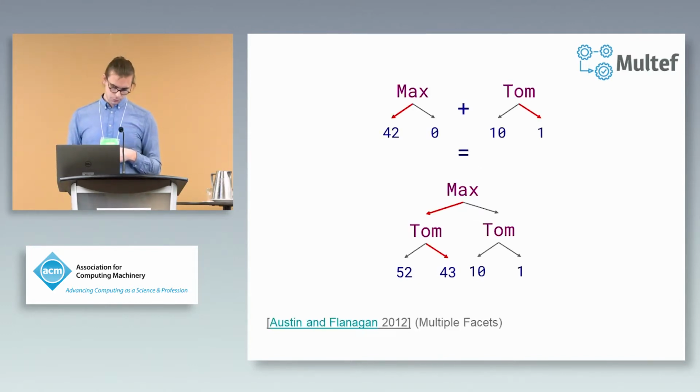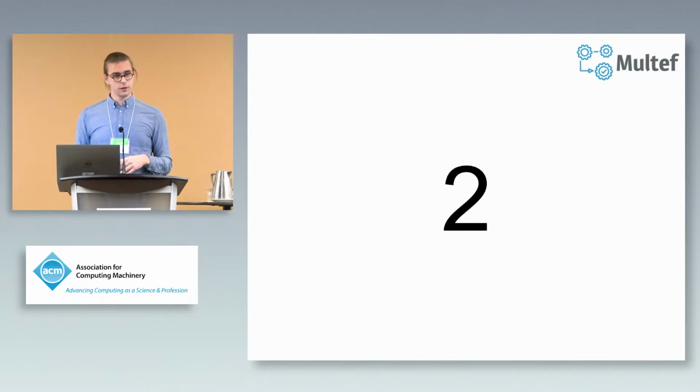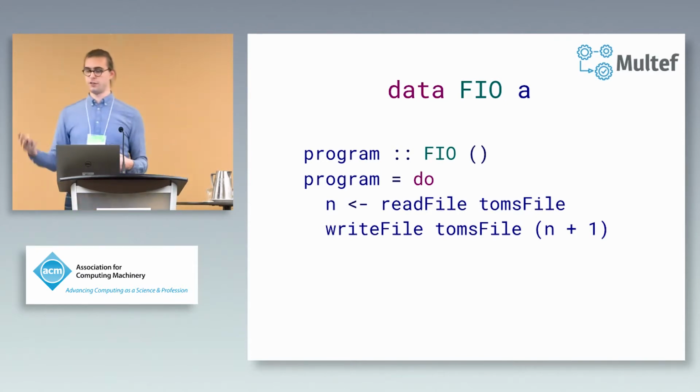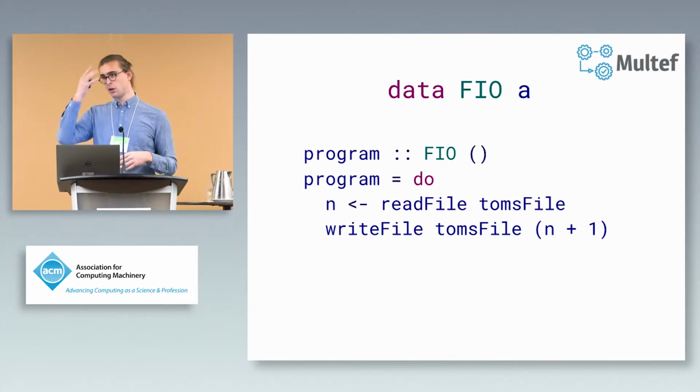Okay. All right, I should say too that, of course, this follows analogously for the rest of the computation. All right. So the second important concept: FIO computations. These are computations in which we allow side effects. So what have we got here?